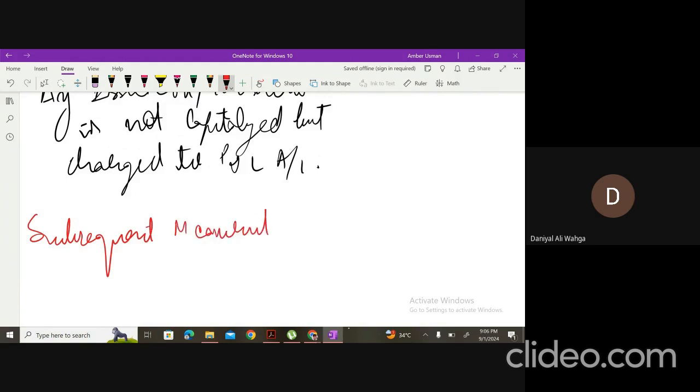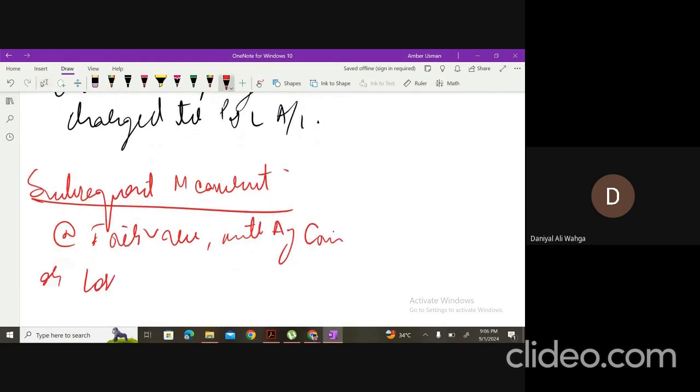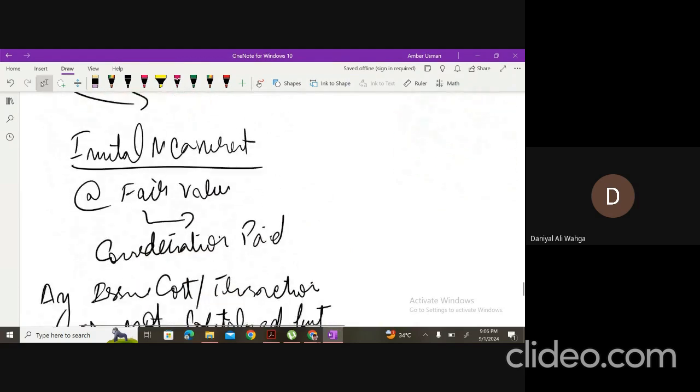The subsequent measurement is done again at fair value, with any gain or loss taken to the statement of profit and loss. Very much simple.